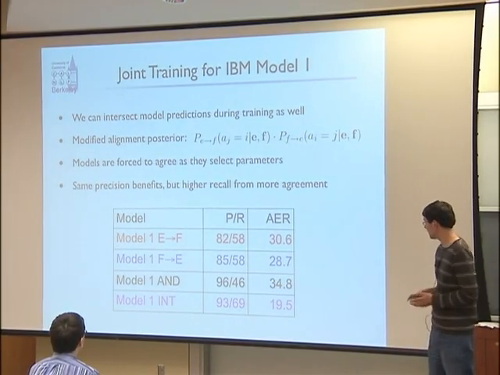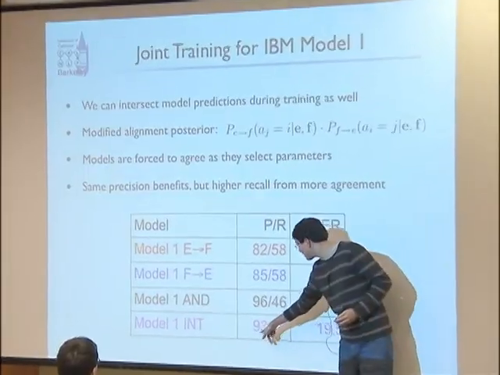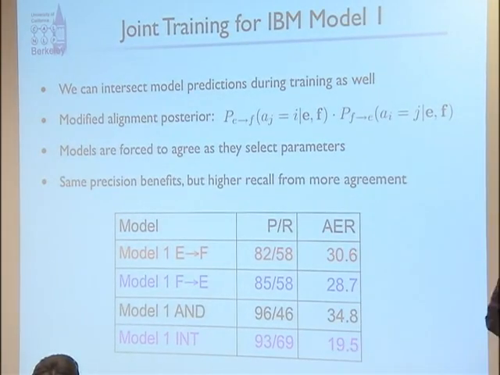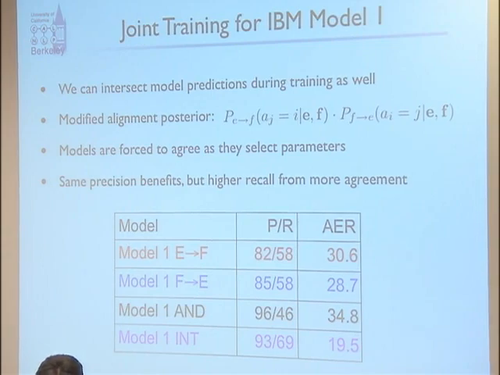Now, if you do this, all of a sudden you have almost as high precision as you did before, and your recall goes way up. And now we have a number that's getting close to respectable. An error rate of 20. So that's like a little bit of magic in the middle of the training procedure. When we're running the E step, we multiply the posterior predictions of two different models together. Any questions about that?